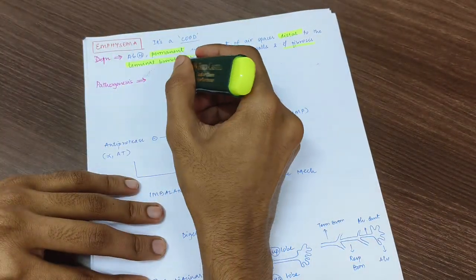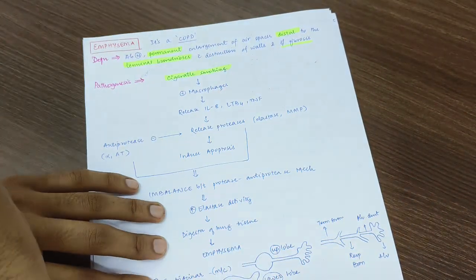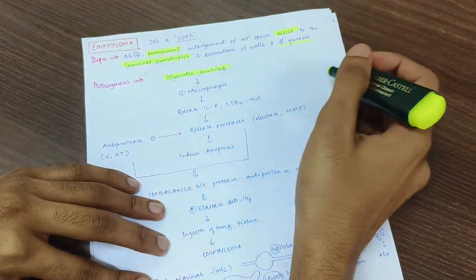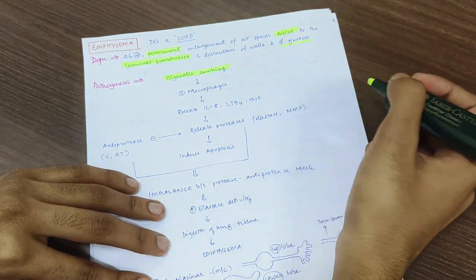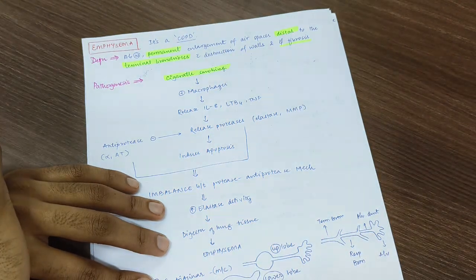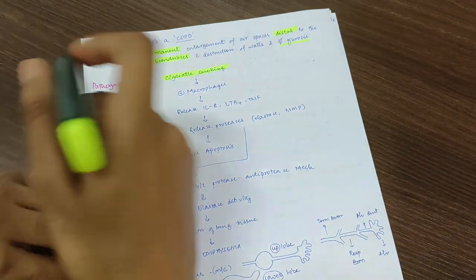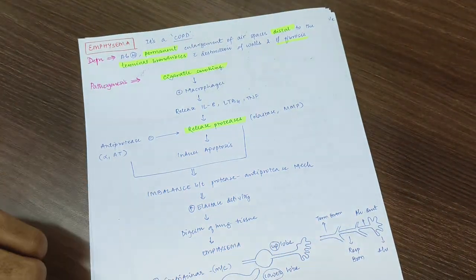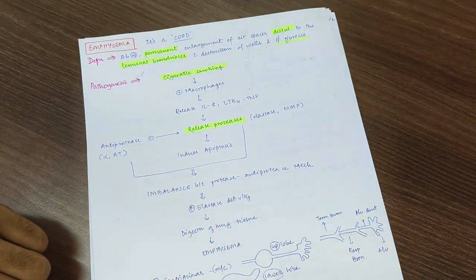Pathogenesis: the most common etiology is cigarette smoking. What does it do? Cigarette smoking will activate the macrophages. Once these macrophages are activated, there is a release of interleukin 8, LTB4 and tumor necrosis factor. What do they do? They release proteases. Once these proteases are released, they induce apoptosis.